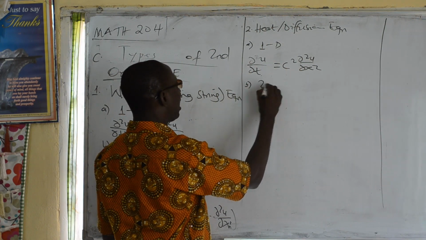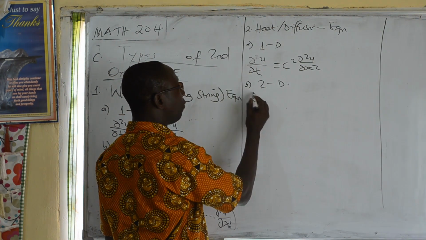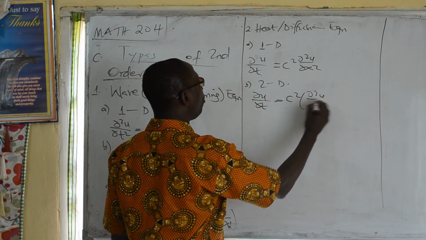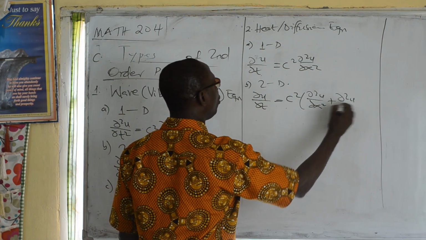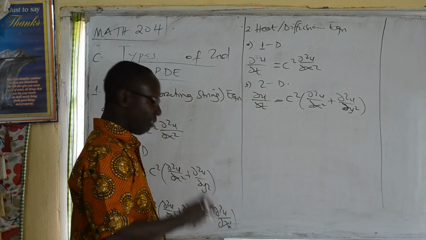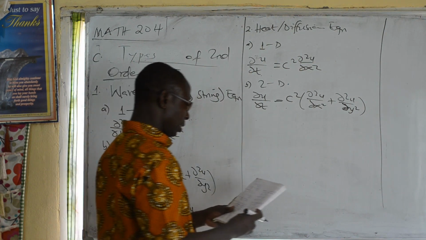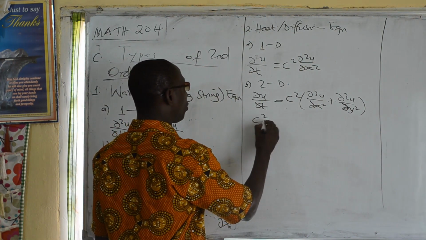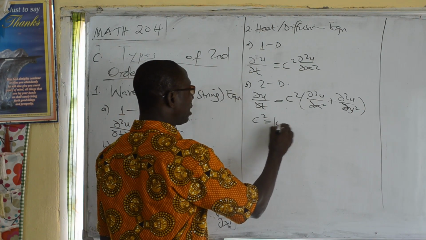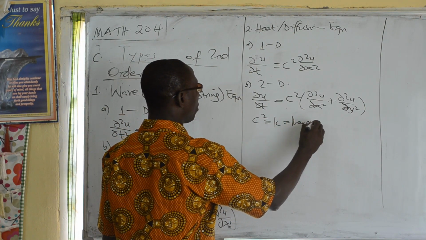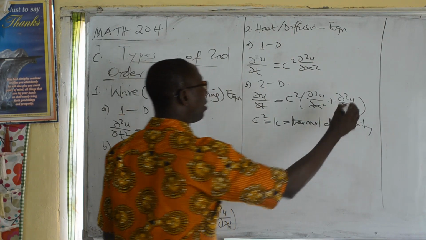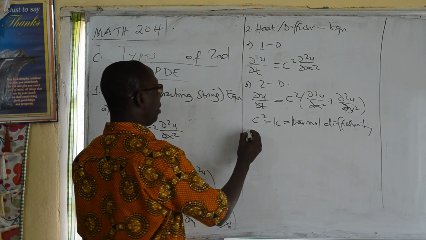So a 2D form will be the u over the t, c squared, the squared u over the x squared plus the squared u over the y squared. This should be a 2D, etc. C squared is what we call the thermal diffusivity. Sometimes they call it K, we call it thermal diffusivity. Then we have 3.